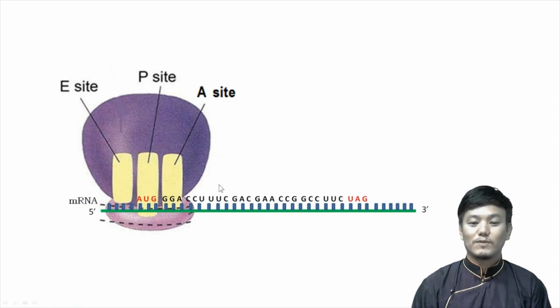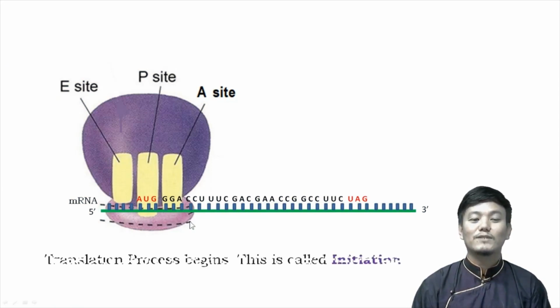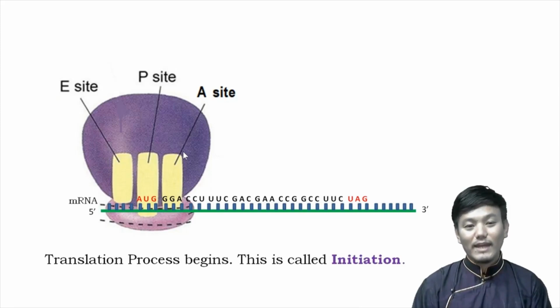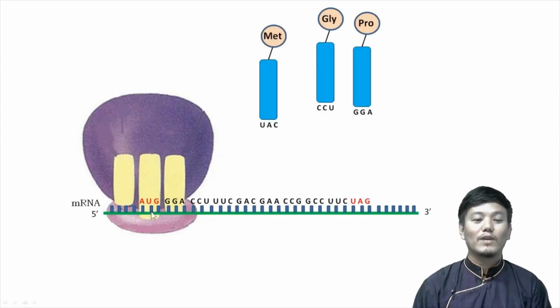And this particular process, the binding of mRNA to the small ribosomal subunit, initiates the translational process, and this is called initiation. Now in the next step, we have AUG over here at the P site, and at the A site we have GGA.